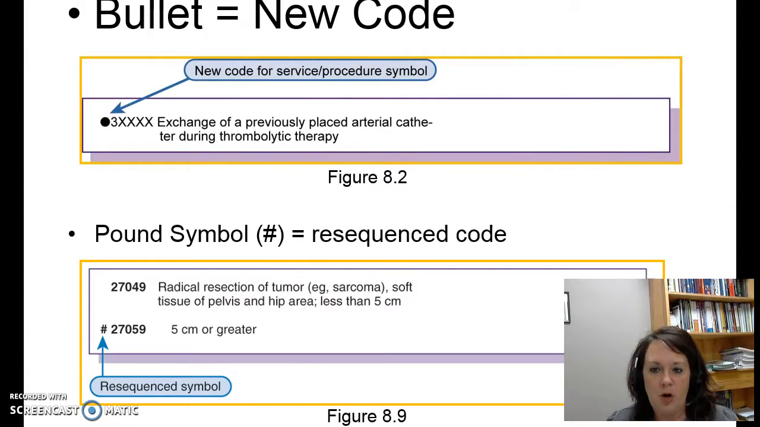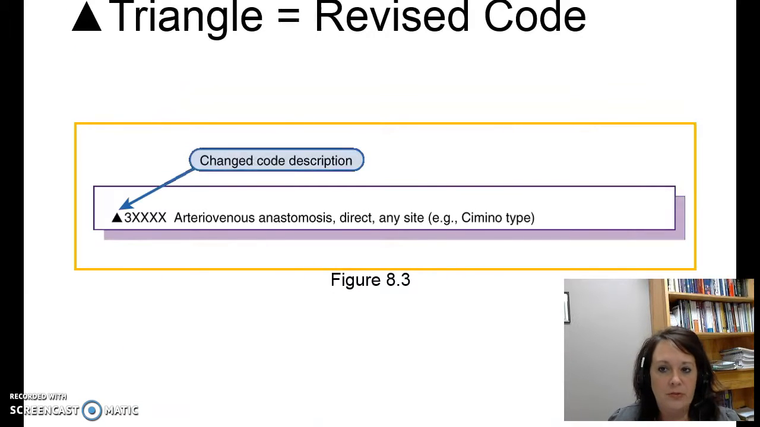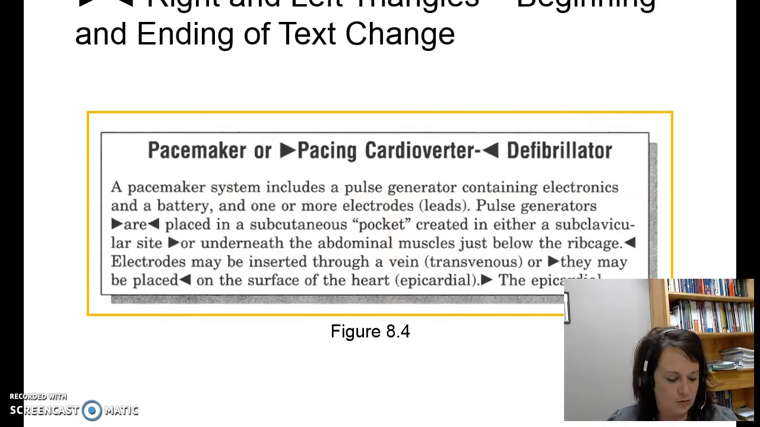The bullet means new code. If it has a bullet in front of it, it's the first time it's been printed in the code book. That's another quiz question: what does the bullet mean? It's a new code. It's always before the code, and there are examples you can find in your CPT book. The triangle means that the code has been revised or changed, and you'll see it right at the front again. Something must have been changed in the description, so pay attention if you're using that code.